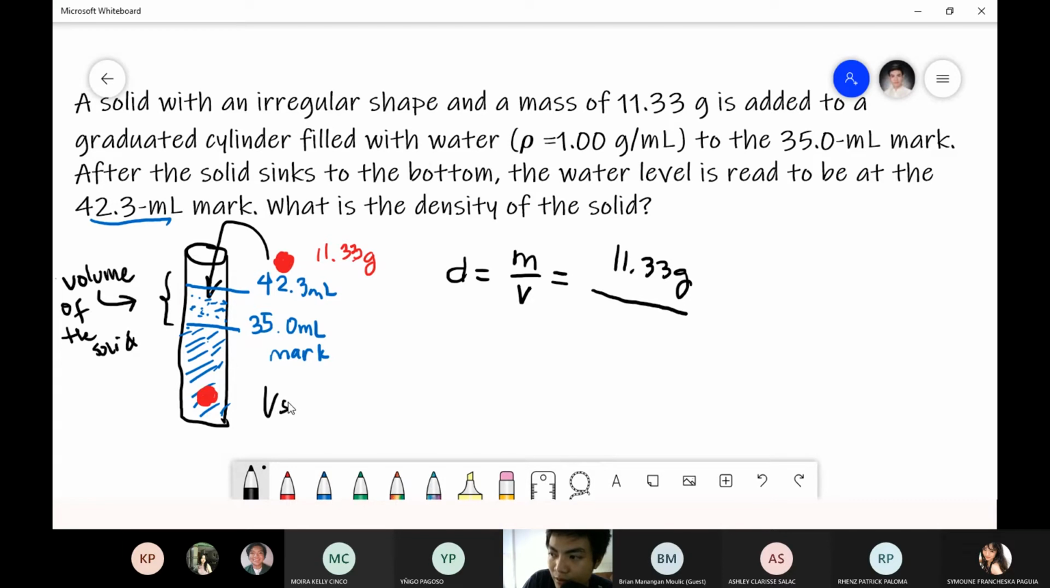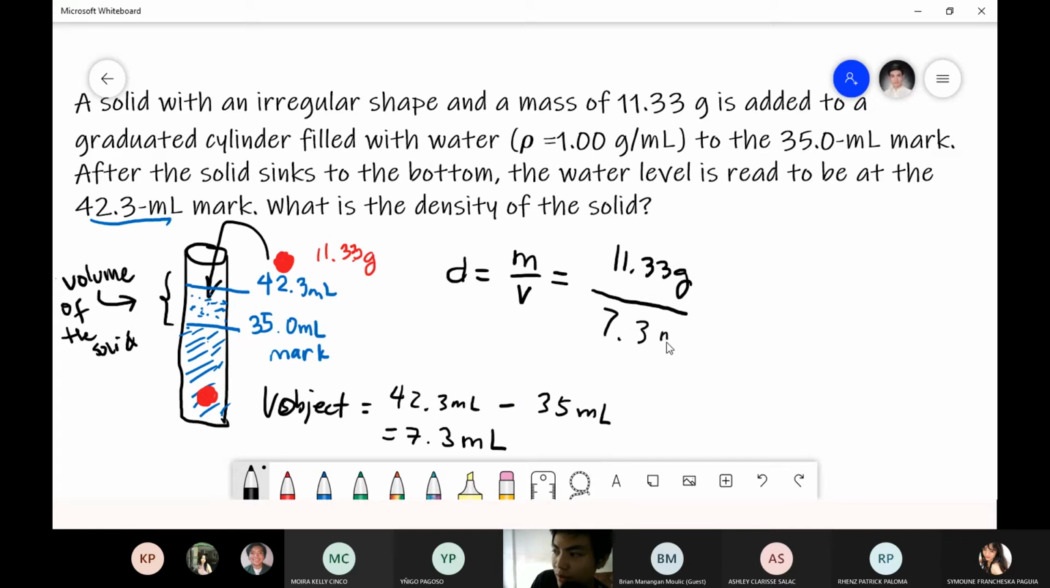So to get the volume of the object, that is yung final volume minus the initial volume. Okay, so 42.3 minus 35, which is 7.3. So this is 7.3 ml. Okay? So yun yung volume ng object na yan.